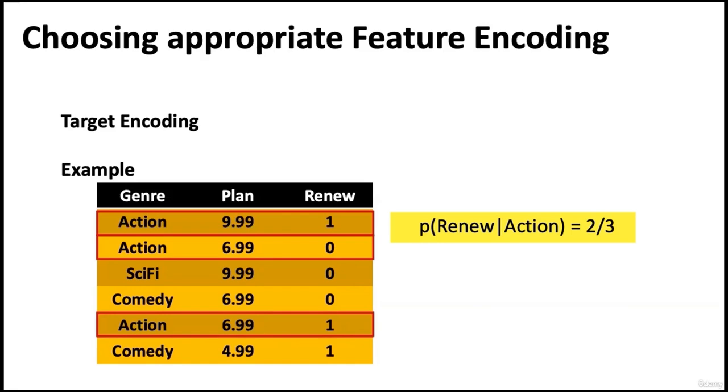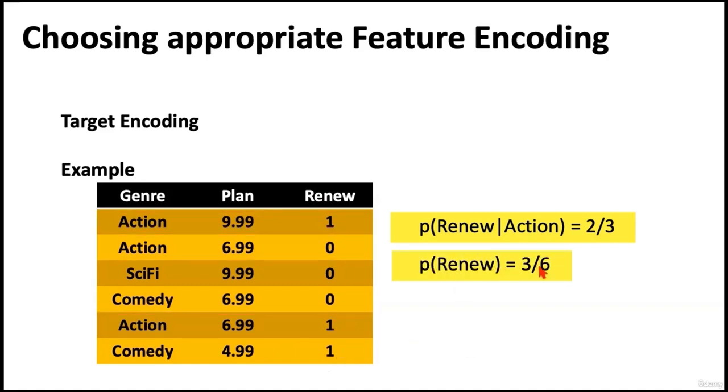And likewise, can we look at the overall probability, or global probability, of renewal, assuming that we have only this much data? So we will only be looking at the renewal column now, and you can see out of 6 instances, 3 times the subscription has been renewed. So the overall probability of renewal is 3 by 6, 3 times out of a total of 6 times.